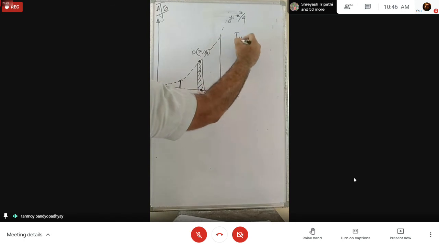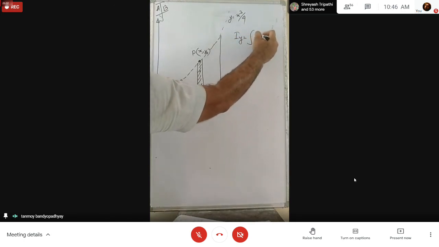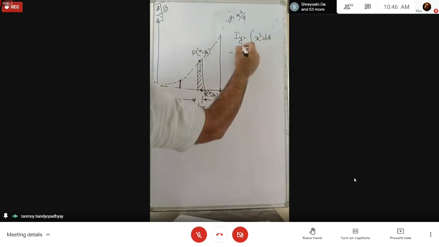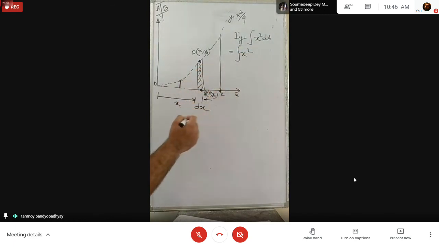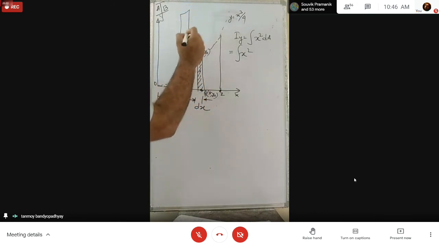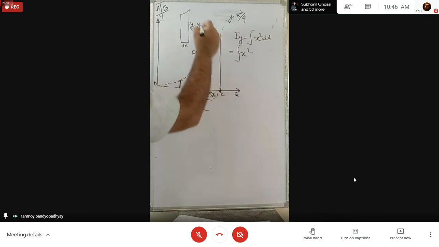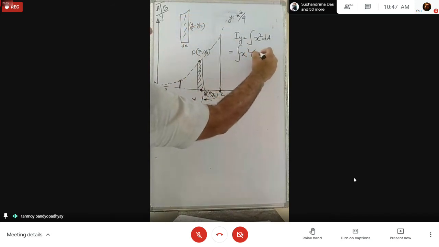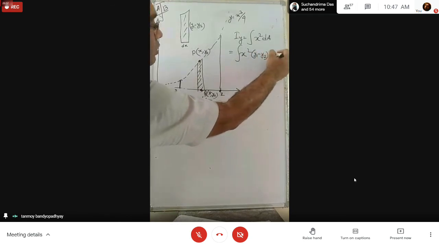So what will be iy? So iy will be equal to the integration of x square dA. So this is a rectangular element. For this element, the thickness is dx and the height is y1 minus y2. So what will be dA? The area included will be dx into y1 minus y2, so that will be y1 minus y2 into dx.